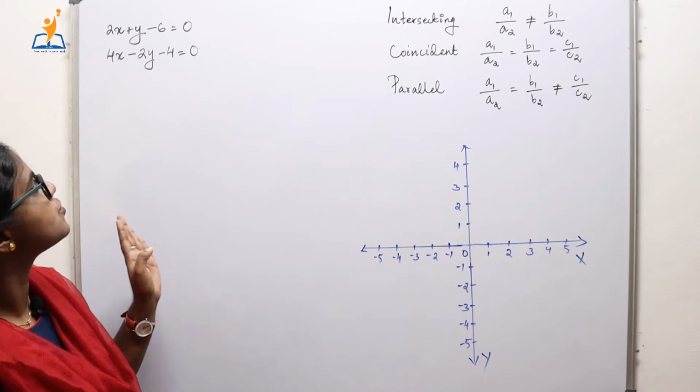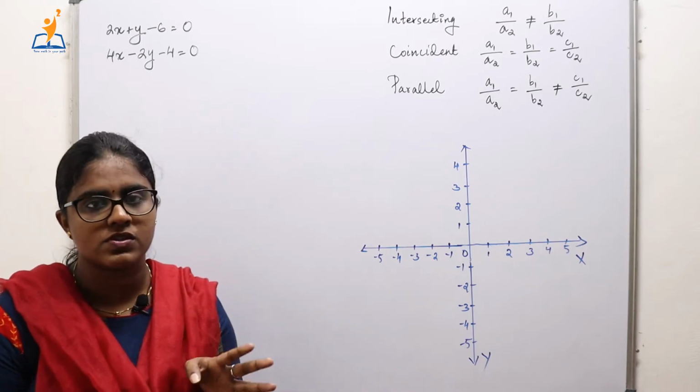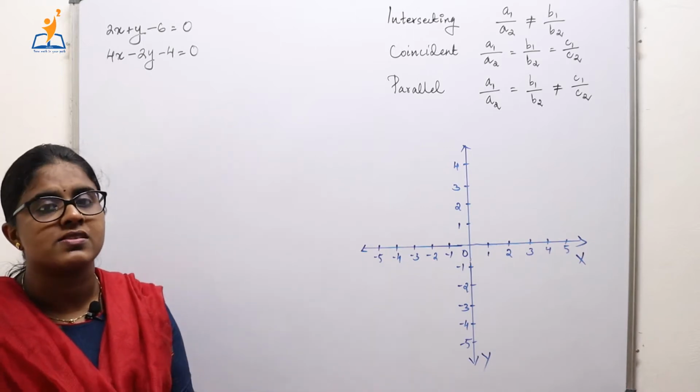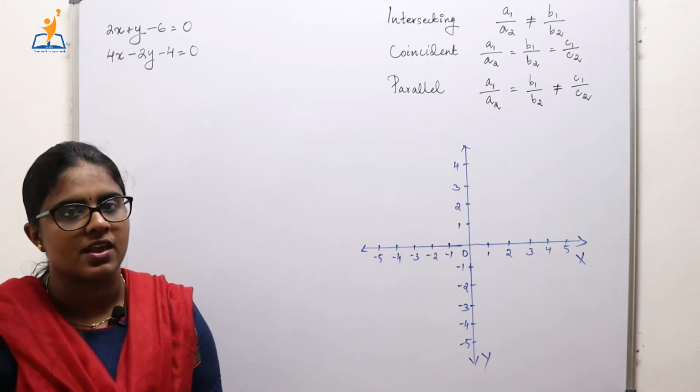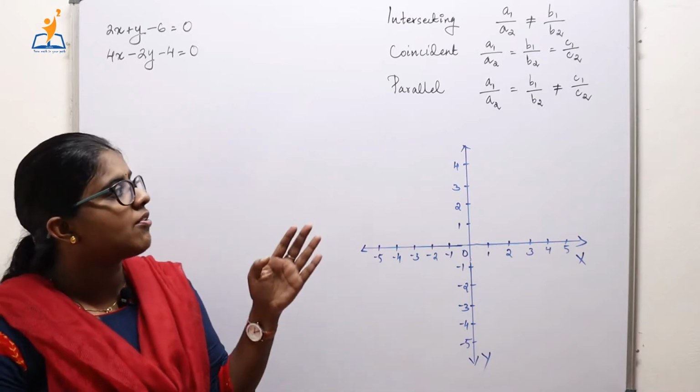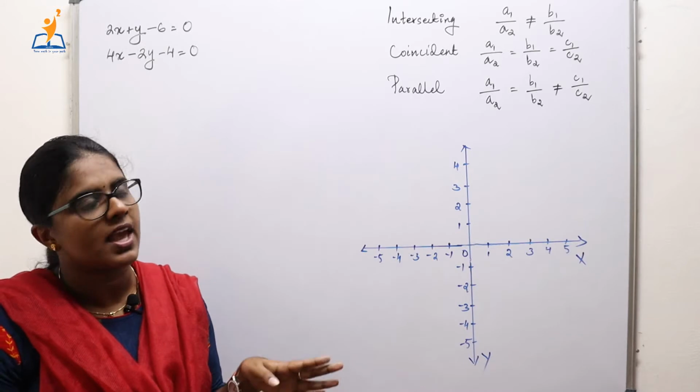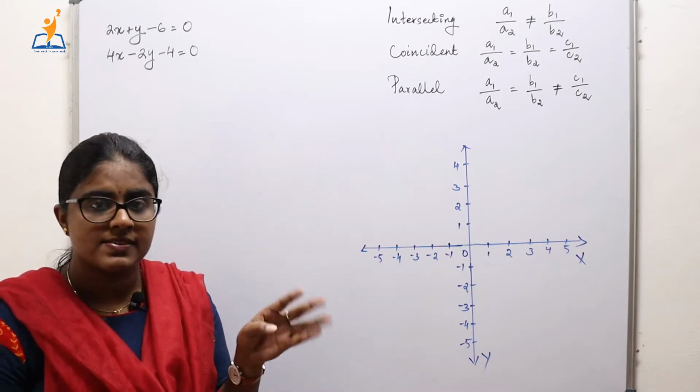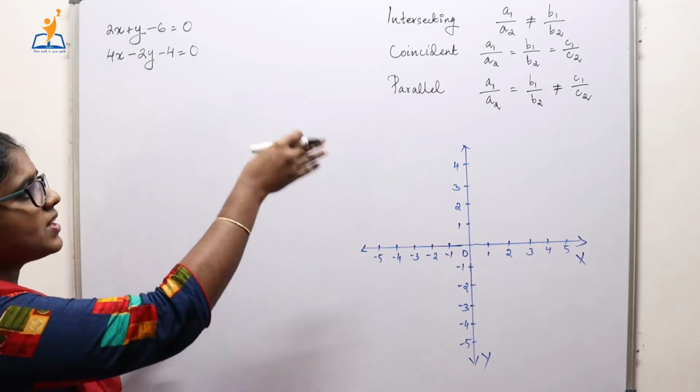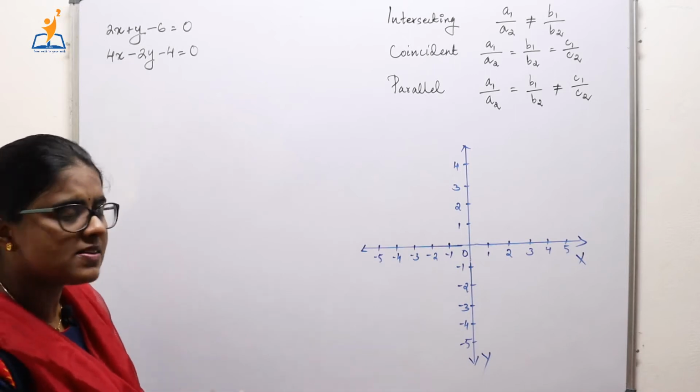Now another question we have to discuss is 2x plus y minus 6 equals to 0 and 4x minus 2y minus 4 equals to 0. We have to check for the consistency of this pair of linear equations. For that we have to find the ratios a1 by a2, b1 by b2 and c1 by c2 and check which of these conditions are satisfied.